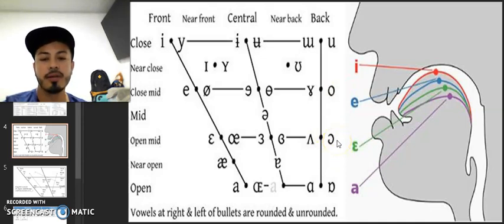Next is aw. We use it in words like law, thought, bought. And these two symbols, one is used in American dictionaries, and this other one is used in British English dictionaries.